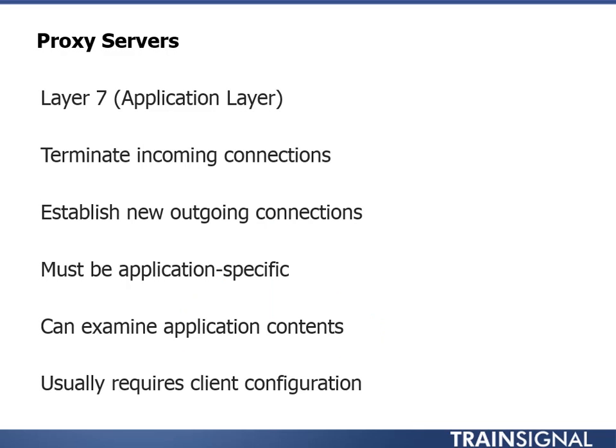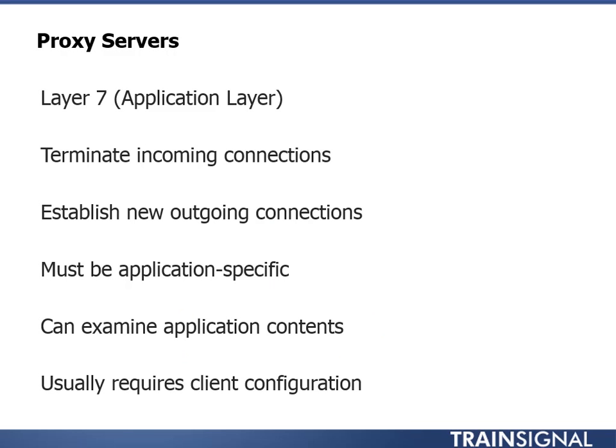So as I mentioned, proxy servers exist at OSI layer 7, the application layer, the top layer. They basically terminate the incoming connection. So a client will connect directly to the proxy server rather than the final destination server. The proxy server then initiates a new outgoing connection. So if we're using a web proxy server and I want to connect to trainsignal.com, my client computer connects to my proxy server. And it says, hey, would you mind opening a request to trainsignal.com for me?